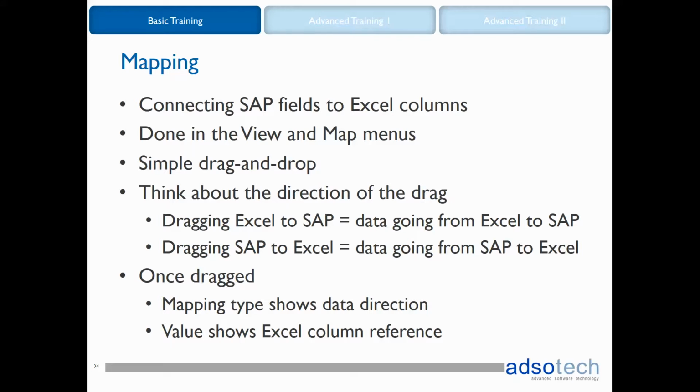In some cases, you want the data to go from SAP to Excel, which means fetching data from SAP to Excel. In those cases, you need to drag from your SAP field to the appropriate Excel column. But most often, we want the data to go from Excel to SAP, so we drag from Excel to SAP. Once an SAP field is mapped, meaning it has a connection with an Excel column, the mapping type changes and it shows the data direction, whether it has been dragged from SAP to Excel or Excel to SAP. The value column also shows the reference to an Excel column that was chosen.